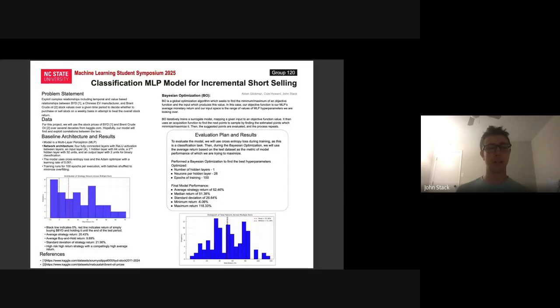The model uses cross-entropy loss and an Adam optimizer with a learning rate of 0.001. Training runs for 100 epochs per execution, with batches shuffled to minimize overfitting.